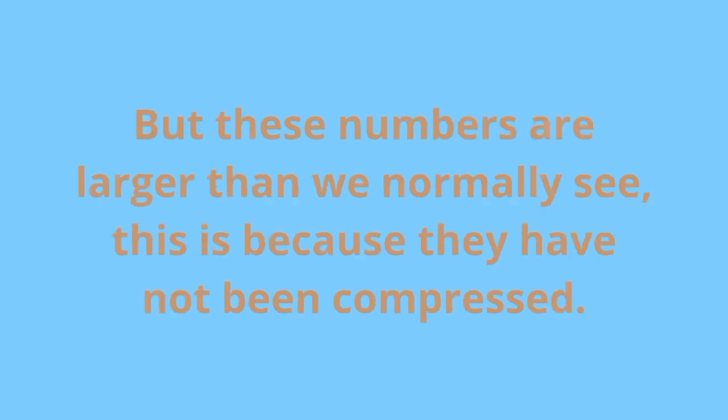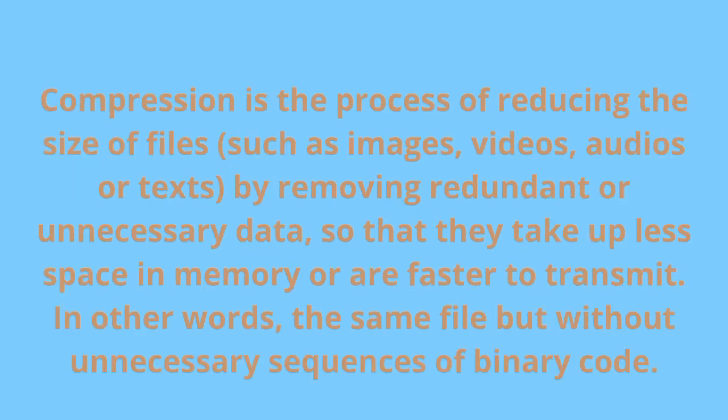But these numbers are larger than we normally see. This is because they have not been compressed yet. Compression is a process of reducing the size of files, such as images, videos, audios, or text, by removing redundant or unnecessary data, so they take up less space in memory or are faster to transmit. In other words, it is the same file but without unnecessary sequences of binary code.